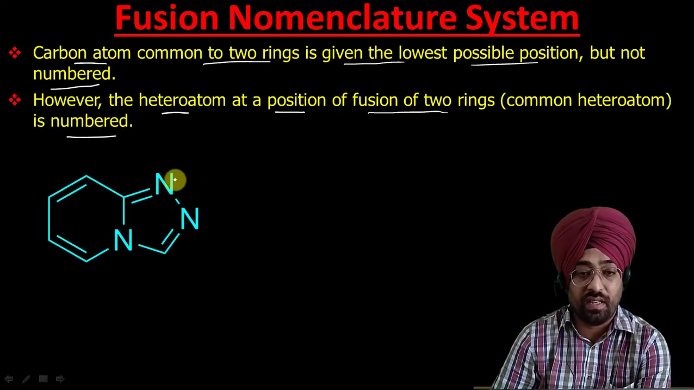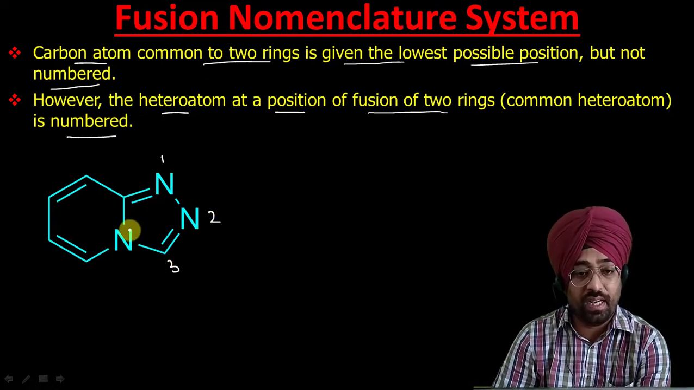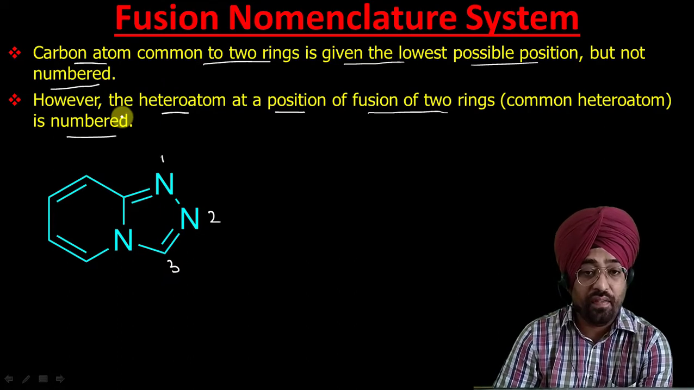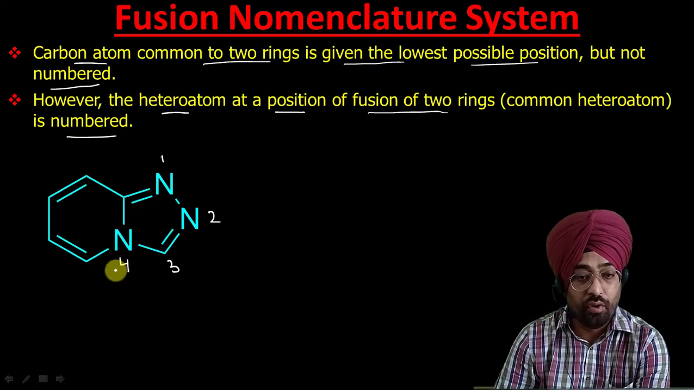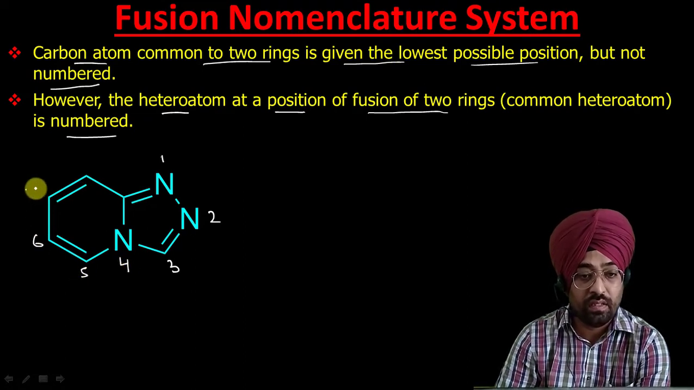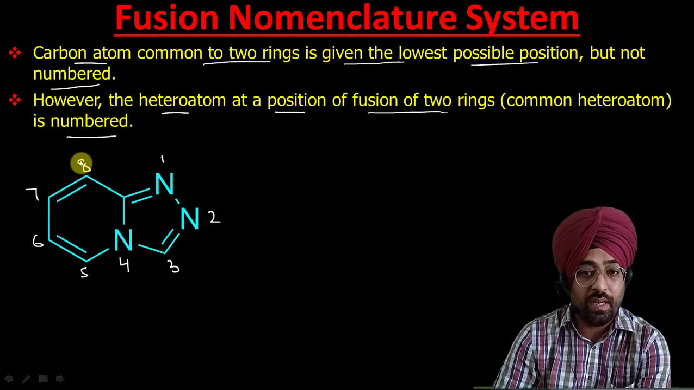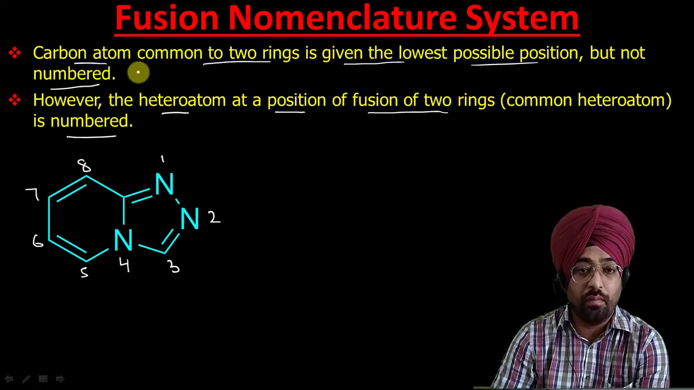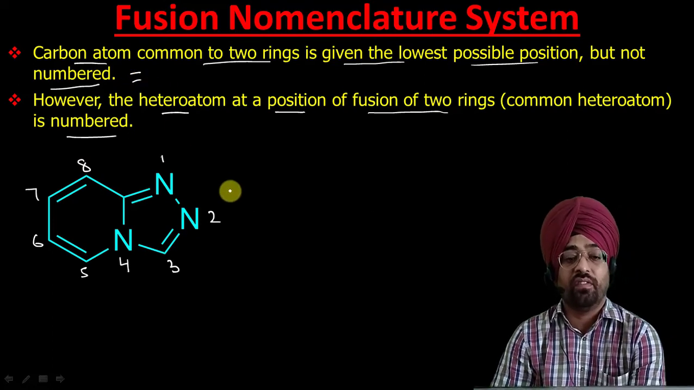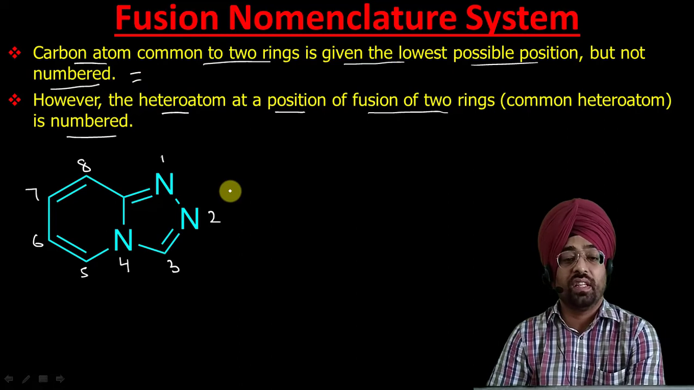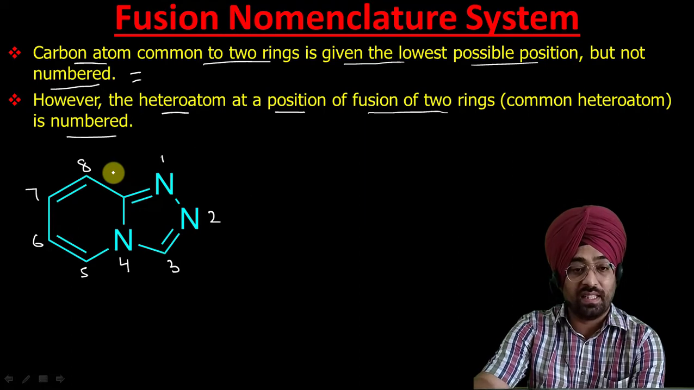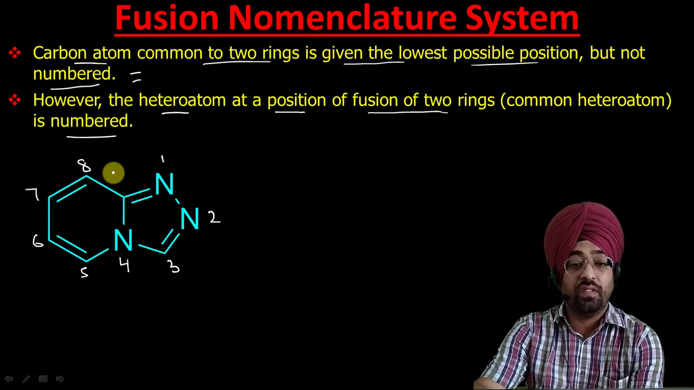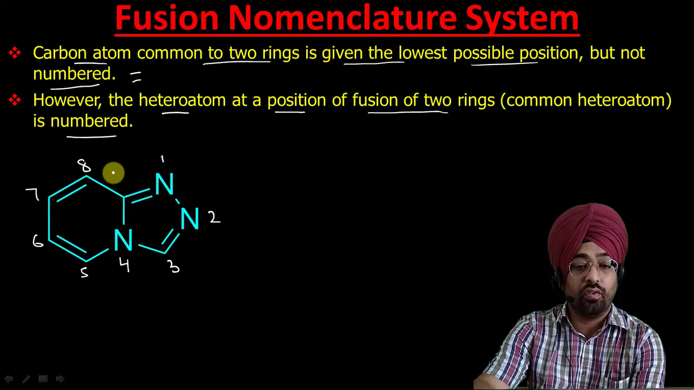Now here you can see we can start numbering from here. This nitrogen, 1 2 3. Now we have a nitrogen at a bridgehead position. It says that if a heteroatom is present at the fusion of two rings, then it is numbered. Then we will give it a number 4 5 6 7 8. But a carbon atom common to two rings is not numbered, so we will not number this carbon. So the numbering will be like this: 1 2 3 4 5 6 7 8. This numbering is quite important when we see our next lecture, which will be on naming of benzo fused heterocycles. So that is how you can number this.